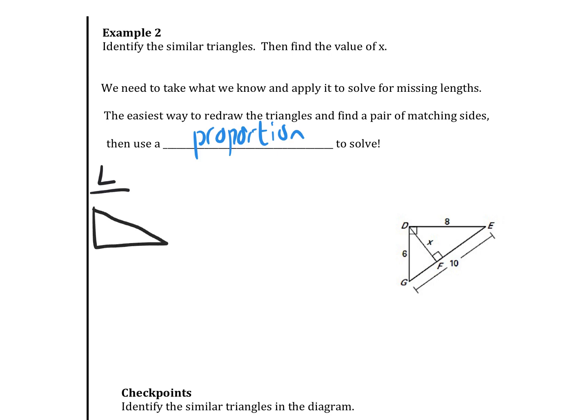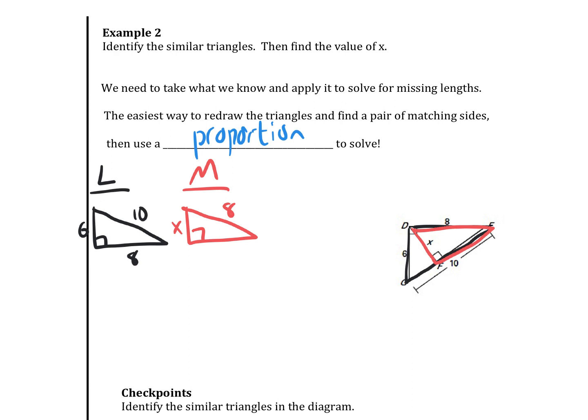Okay, so we've got the large triangle. This is the right angle. So the short leg is 6, the long leg is 8, and the hypotenuse is 10. The medium triangle is this one right here. Short leg is x, hypotenuse is 8, and we don't know this length down here.